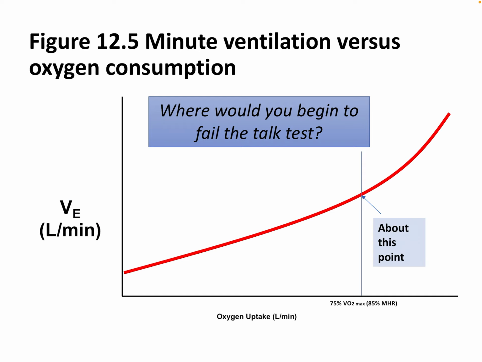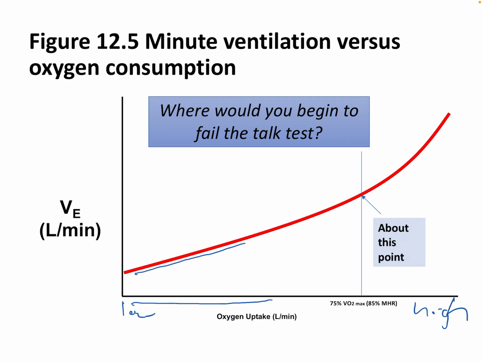Next, we're going to look at minute ventilation versus oxygen consumption. So when we're looking at the slide here, we ask the question, where would you begin to fail the talk test? So during our light to moderate exercise, minute ventilation increases linearly as workload goes up or workload increases. Workload is on the bottom here. It's on the x-axis, and it goes from low to high.